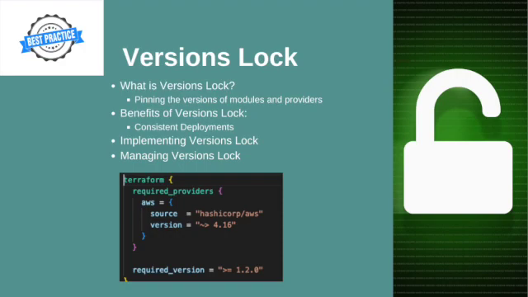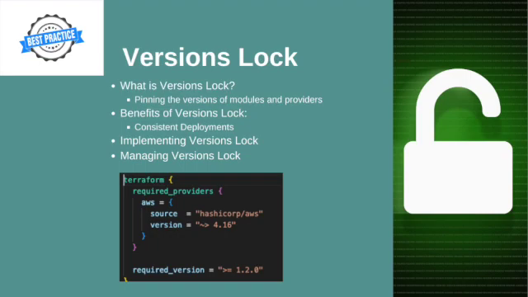Next, benefits of version lock. Consistent deployments. With version lock, your infrastructure is built consistently, avoiding any unintended changes caused by dependency updates. Reproducible environments. By pinning versions, you can easily reproduce your infrastructure environments across different stages or team members. Next, prevent breaking changes. Version lock helps prevent unexpected breaking changes caused by updates to modules or providers.